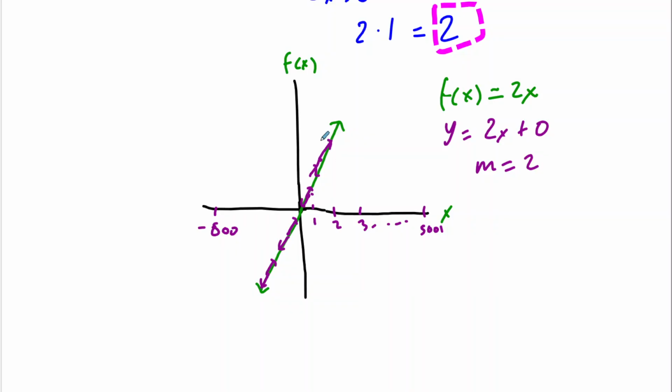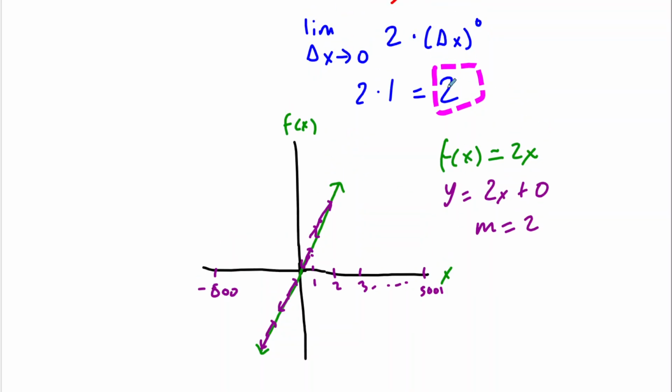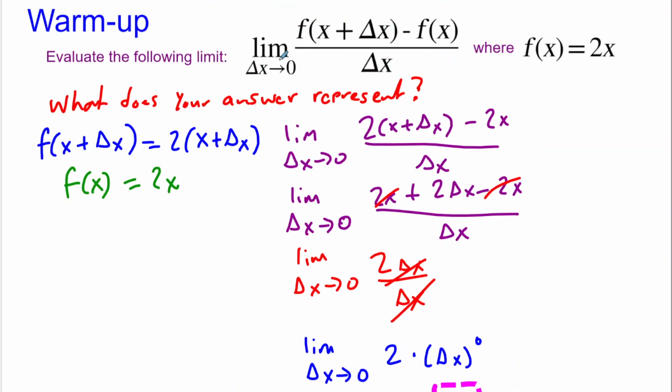And that makes sense because our function is literally f prime of x equals 2. So 2, 2, 2, 2, 2, everywhere, the slope is going to be 2. Okay? Fun problem. So now let's get into that derivative notation.